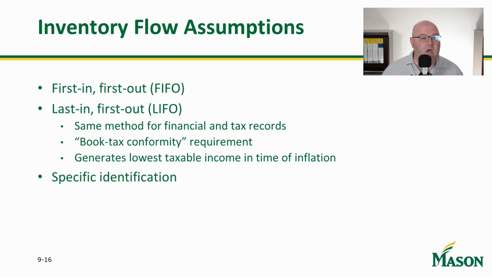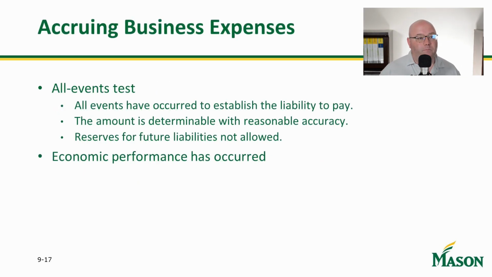So if you use LIFO for your financial statements, you can use LIFO for your tax. It will generate the lowest taxable income in times of inflation. Book-tax conformity requirements do exist though that you have to follow. And then of course you could also use specific identification. I think as technology gets better, specific identification is actually going to be the best way to go.